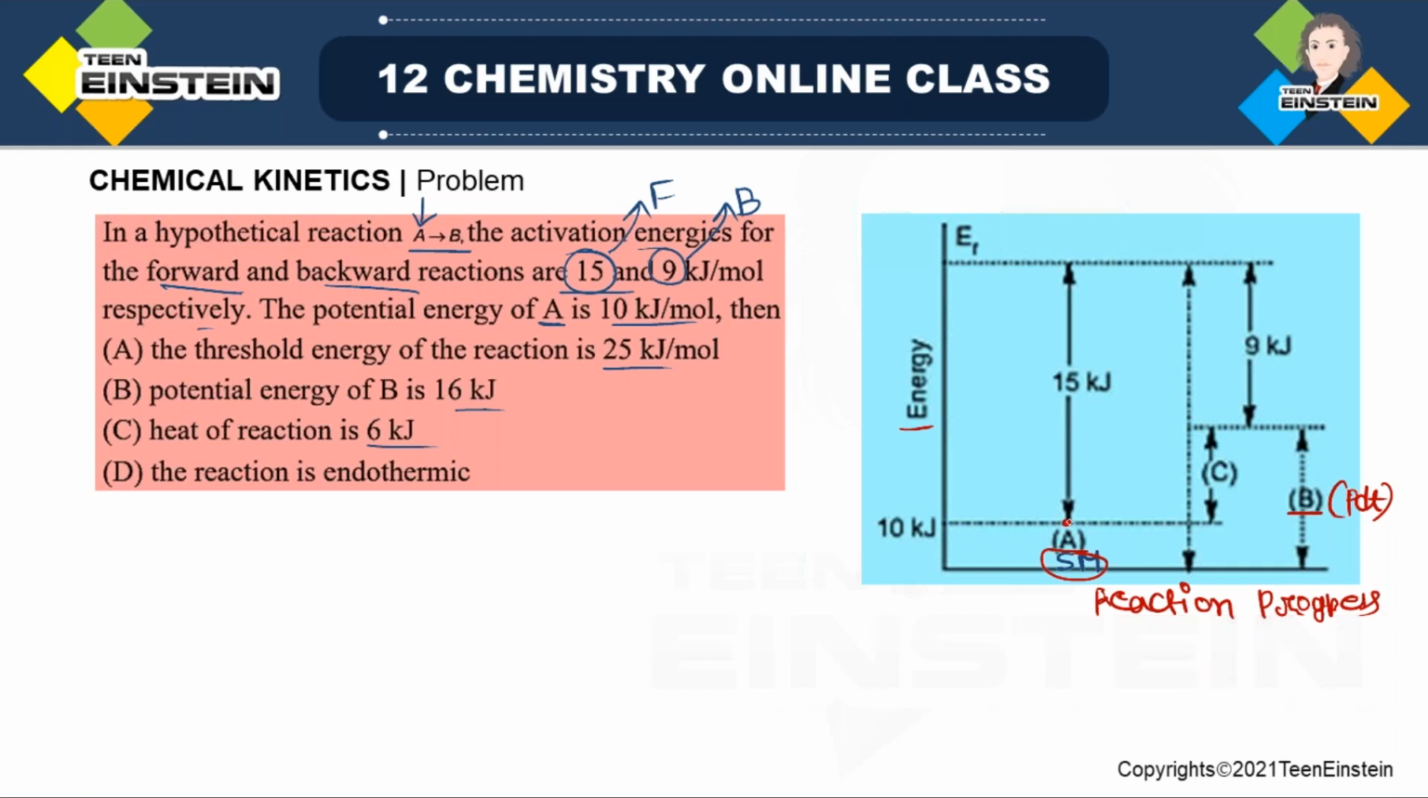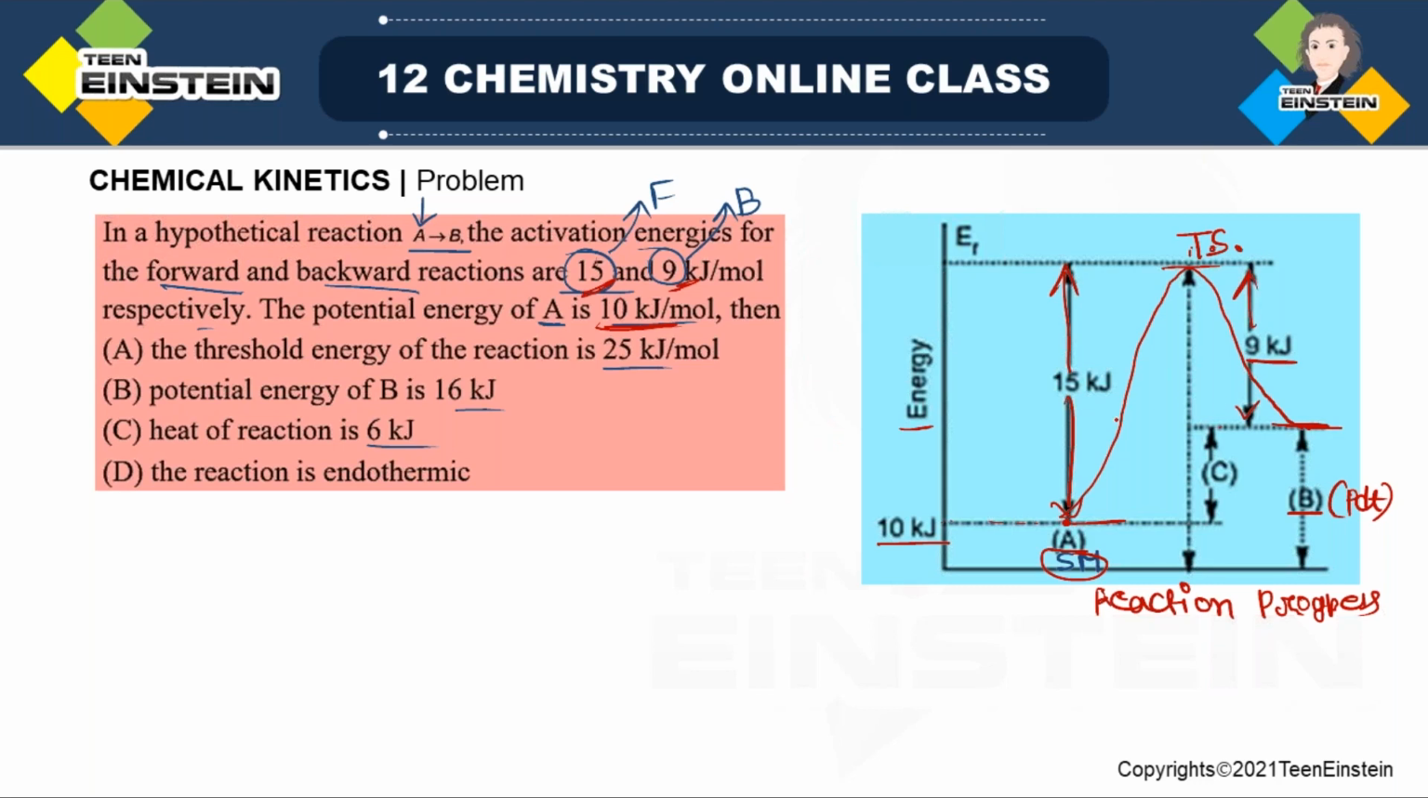So from point A, if we draw a line over the energy axis, it is 10 kilojoule because that information is given here. So obviously, if this is the product line, because according to the information, activation energy is 15 and 9, if we draw a graph like this, this is the transition state, right? So the gap between the energy of A and the transition state is 15 kilojoule, because this is the energy of activation for the forward reaction. And from the product energy, if we take the difference with the transition state, this value is 9 kilojoule.